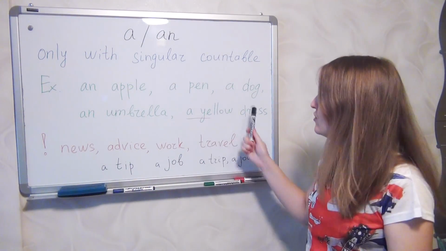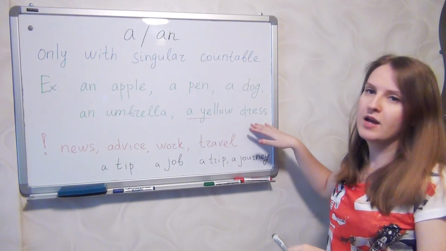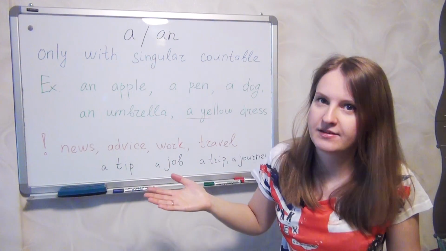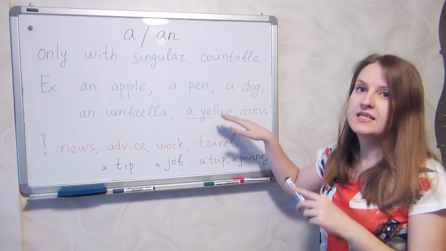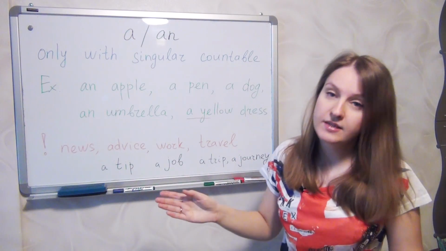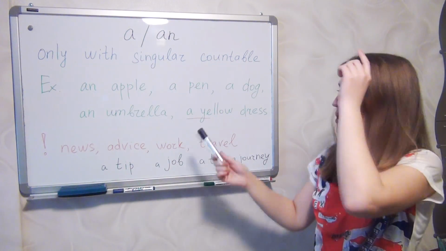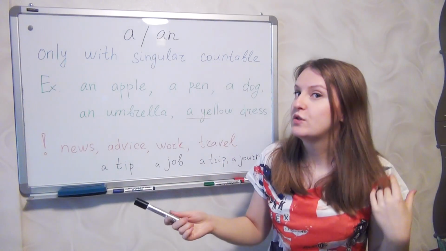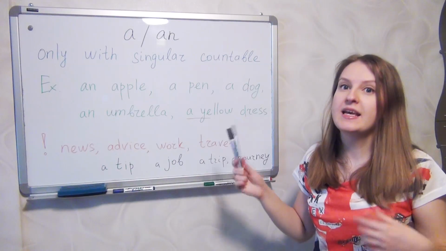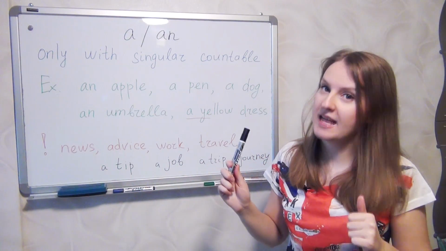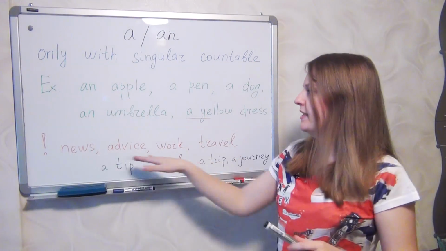And by the way, it's not a noun, it's an adjective. But it doesn't matter because before a noun there can be adjectives, and we need to take a look at the next word after the article itself. That's why a yellow dress, even though Y is supposed to be a vowel letter. But here it produces a consonant sound. So be careful.